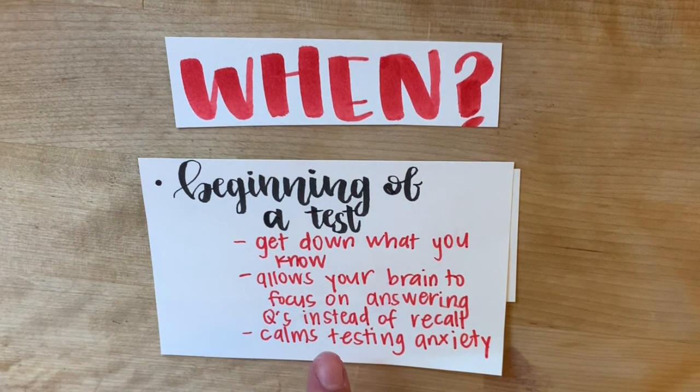It's also allowing you to compartmentalize your brain's thinking. So on a test, what you're having to do is be able to recall from memory and critically think about answering questions. So by doing the brain dump, you're getting all your memory part done first, and then when you get to answering the questions, you can just solely focus on the critical thinking aspect.